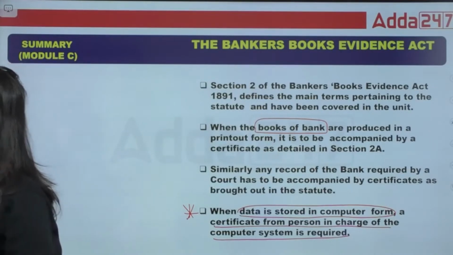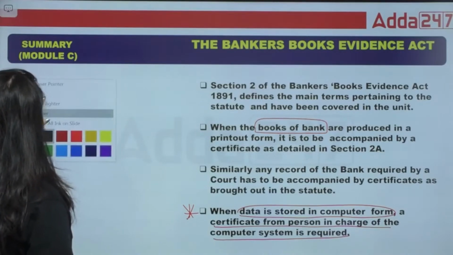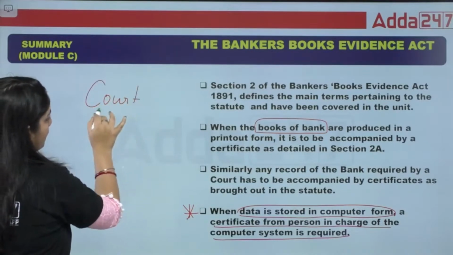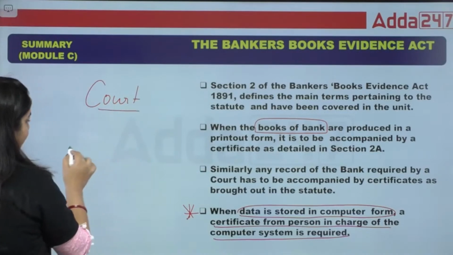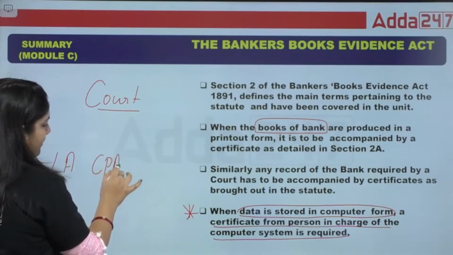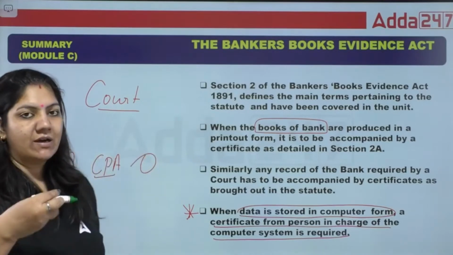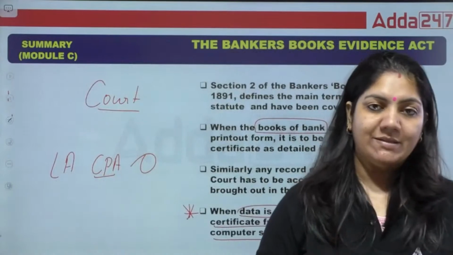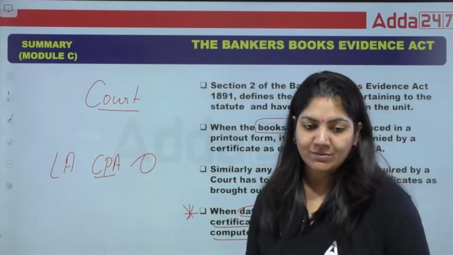Basically, class, the crux of this act is very simple. Before, only courts would give justice if any dispute of the bank came. After that, we have so many Lok Adalats, the Consumer Protection Act, Consumer Forums, and the Ombudsman. So there are various alternative dispute resolution systems in which a bank's complaint can be easily solved by these authorities.